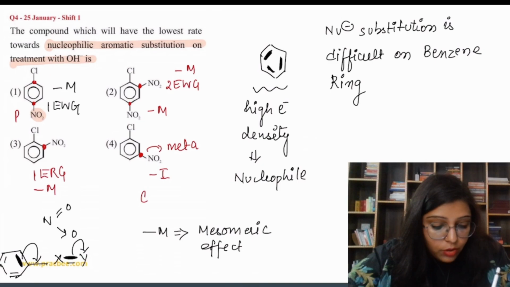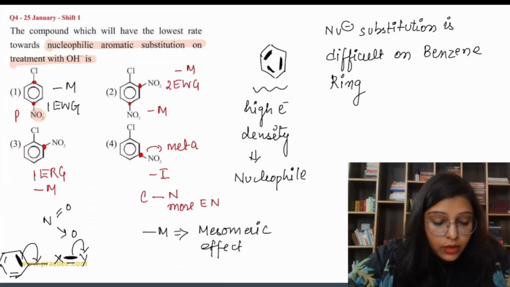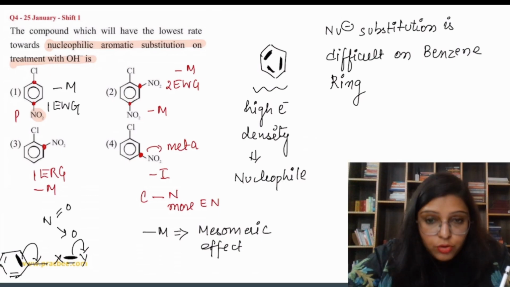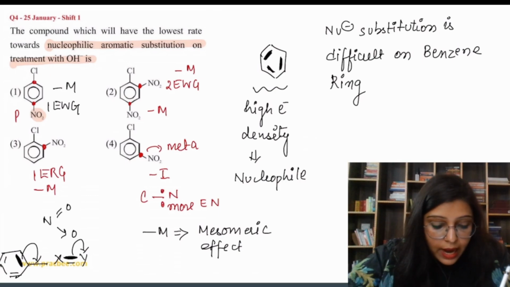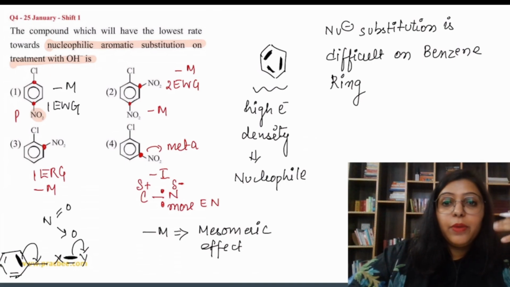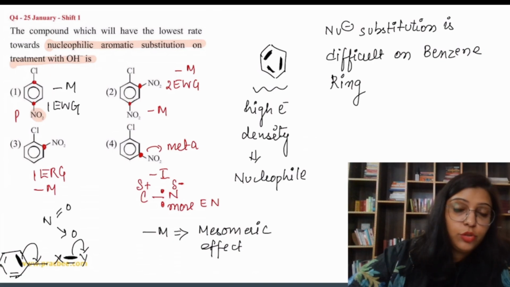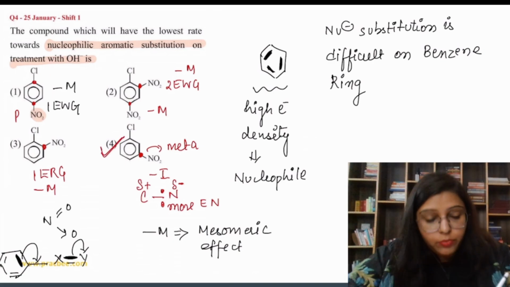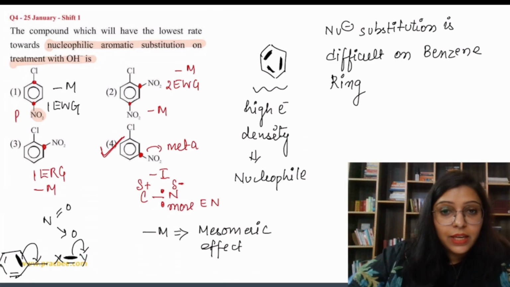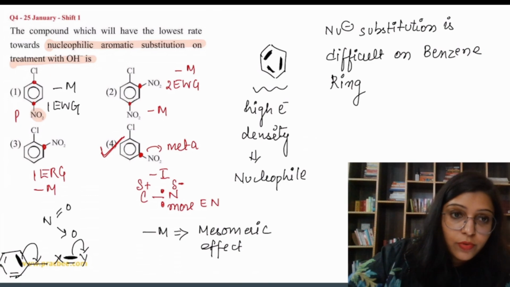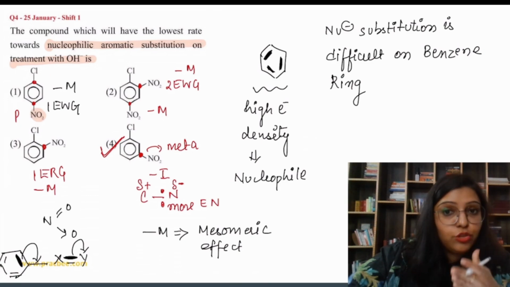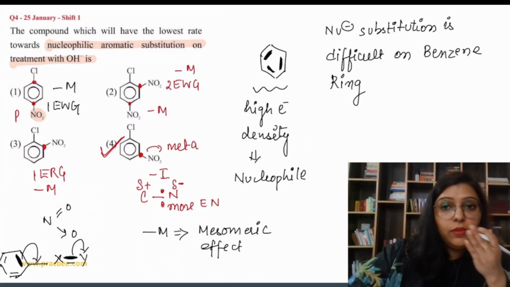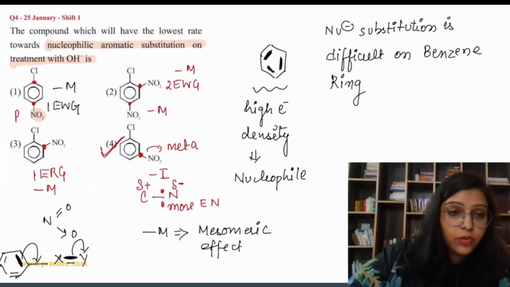Why minus I? Because out of carbon and nitrogen, nitrogen is more electronegative. So here the shared electrons of carbon and nitrogen are closer to nitrogen, and we have the development of partial negative charge on nitrogen and partial positive charge on carbon. So the point is, the compound which will have the lowest rate towards nucleophilic aromatic substitution on treatment with OH minus is going to be option number 4. Why option number 4? Because the minus I effect is a partial polarization, and it cannot remove the electrons from the benzene ring completely. The electrons are just closer to the nitrogen side, while in the first, second and third we have electron withdrawing groups where we can observe the minus M effect.